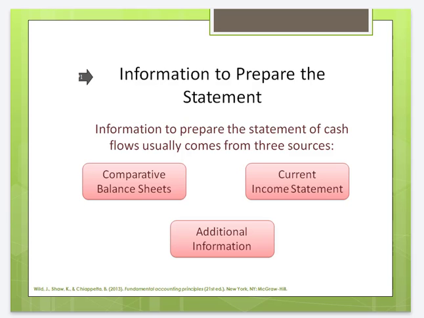So some of the things that we're going to need in order to prepare the statement of cash flows: we're going to need our comparative balance sheets. We're also going to need our current income statement. And we're also going to need some additional information. The additional information will vary depending on the company and exactly what sort of transactions occurred during the year, but it might include things such as change in equity, changes in long-term borrowing, and it could also include substantial non-cash transactions, which are generally either disclosed on the face of the statement of cash flows or in the notes to the financial statements.